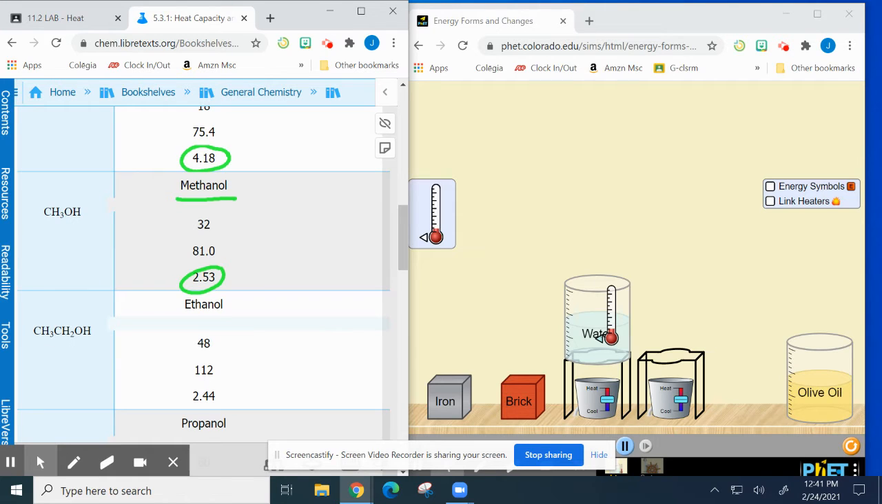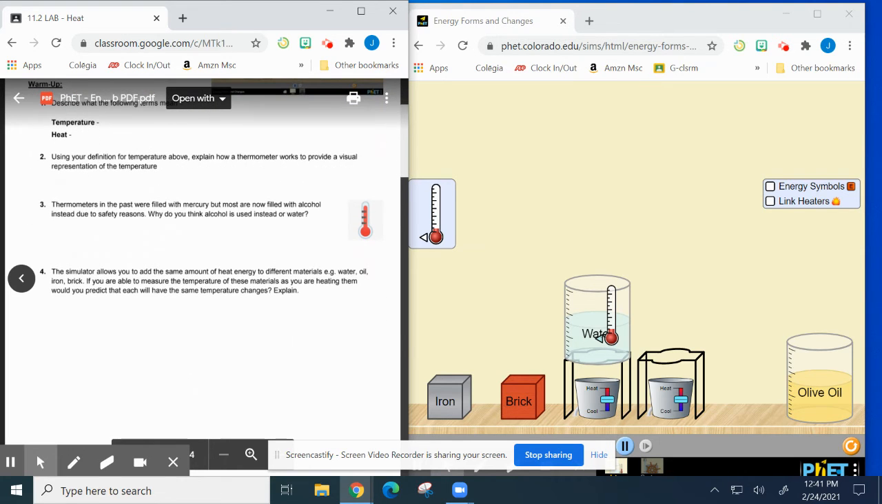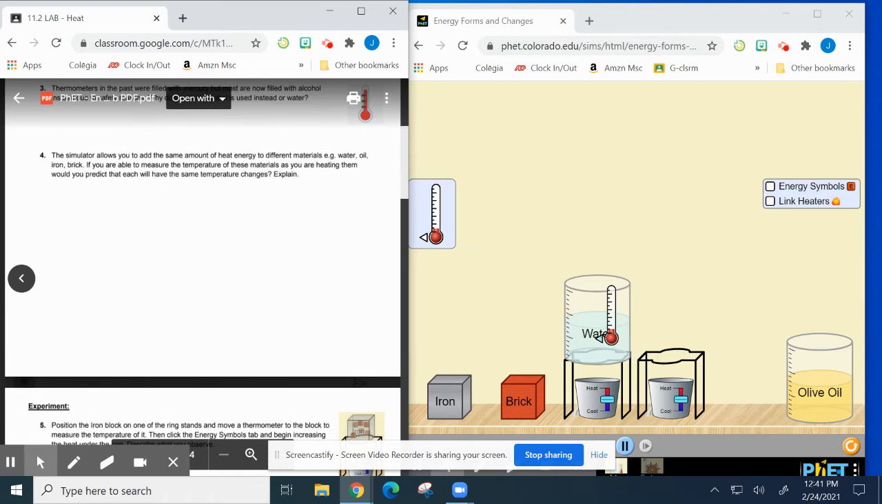So the reason is that alcohol has a much lower specific heat, so it takes less energy to change the temperature of alcohol. And you want the temperature to change because that's what makes the density change. The molecules all start bouncing around faster, and you want that to happen so that the fluid in the thermometer goes up.